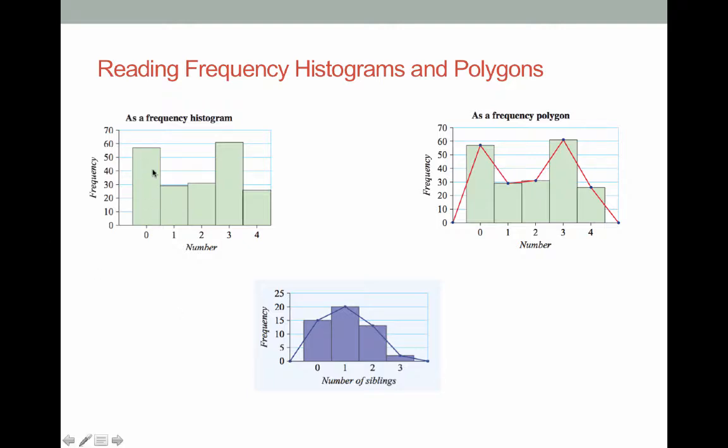The histogram looks like a column graph with no gaps in between it. That's because we've collected numerical data, and that's what our independent variables are going to be on our horizontal axis. The frequency polygon is similar to a histogram, except that we put dots in the middle of our columns and we join them up to create a shape or a polygon, hence the name. This is just an example of a frequency histogram and polygon on the same graph.